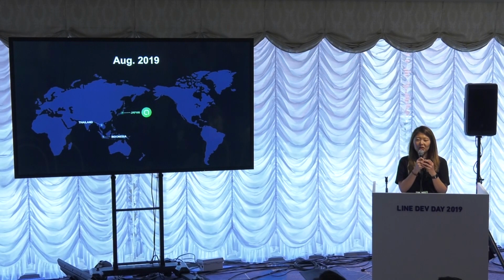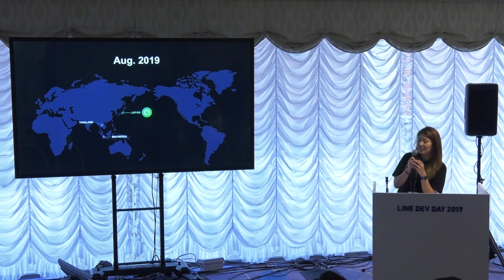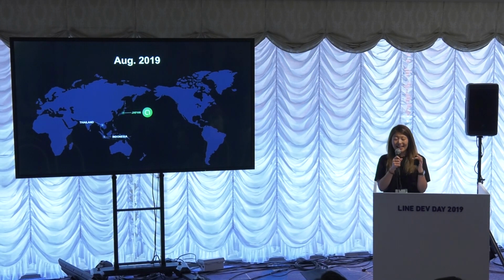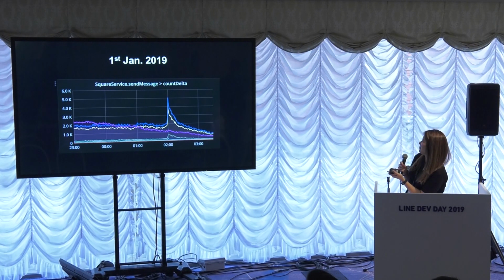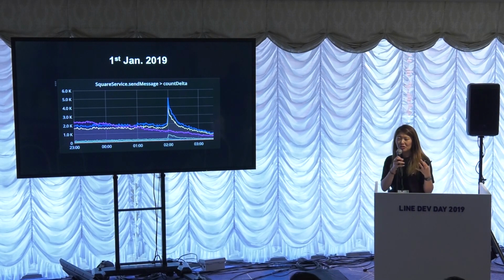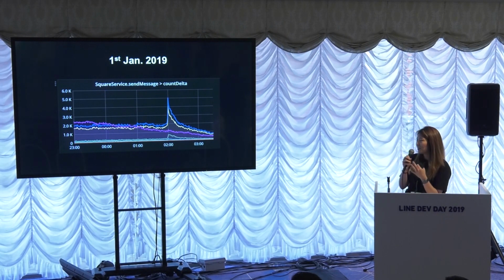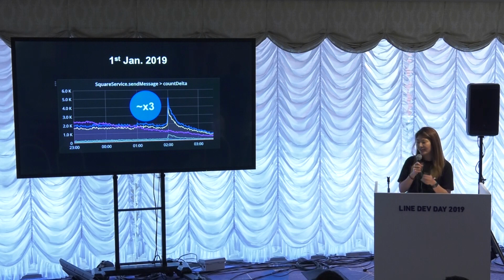I am one of the members of the OpenChat backend service team. As a messenger service in East Asia, Line has a really interesting traffic pattern. As you can see from this graph, we have a huge and sudden spike on the first day of every year. This sudden spike becomes more than 3 times as usual. So we have 2 months of special work, and we call it New Year preparation.